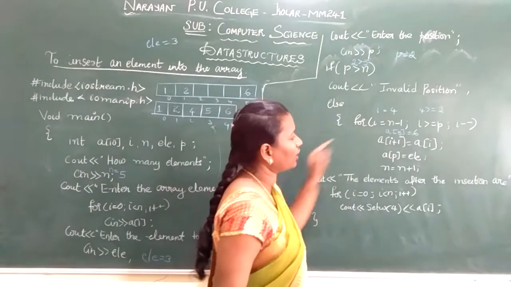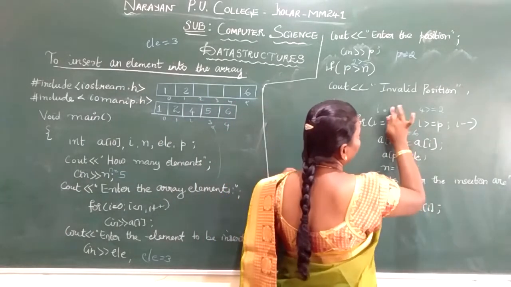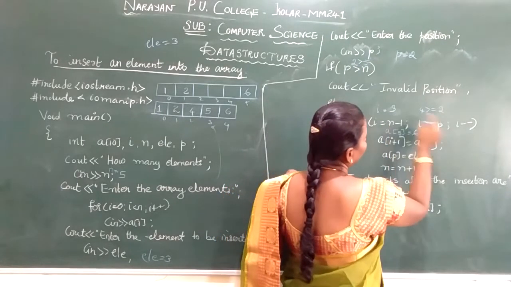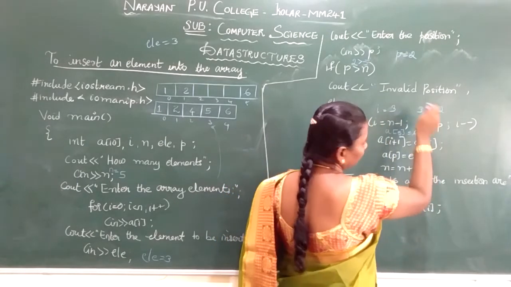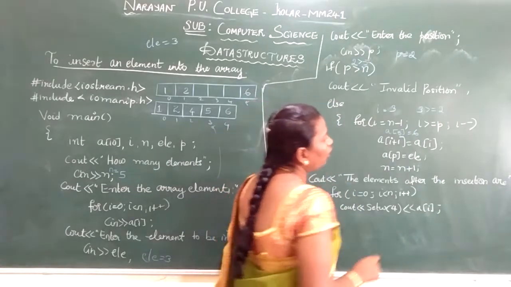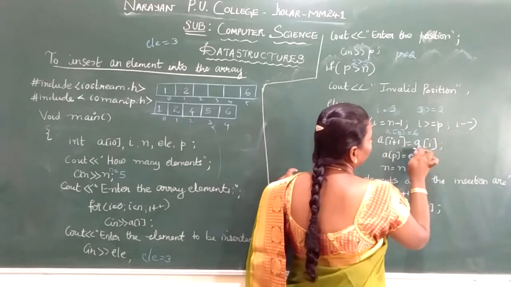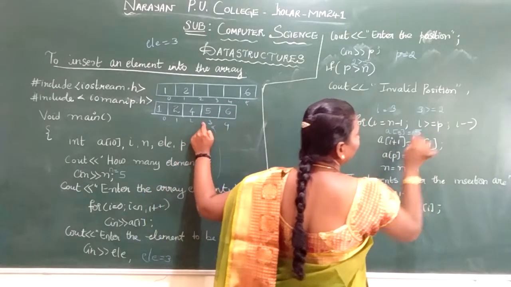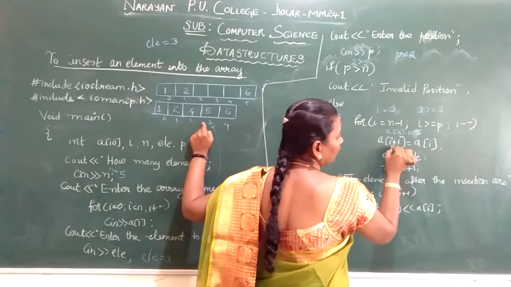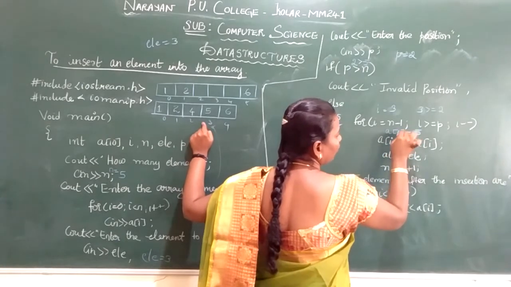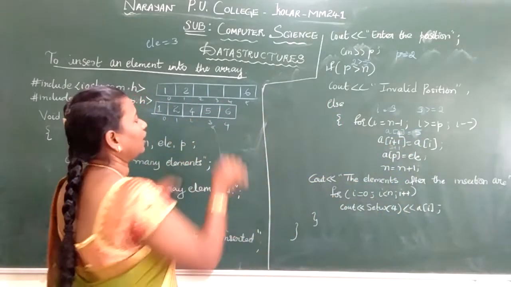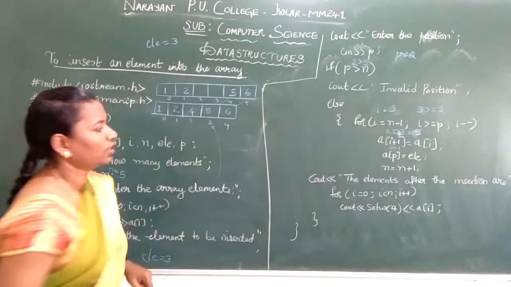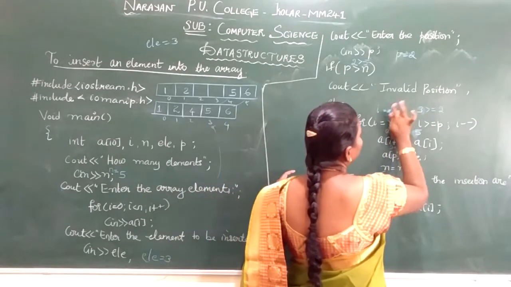Now again I value gets decremented, I minus minus. I value is 3. Now 3 is greater than or equal to 2. Yes. What is your a of 3? A of 3 is 5. That I give to a of I plus 1, that is 3 plus 1. Now what is your a of 4? A of 4 should contain the value 5. Okay, it got shifted here.